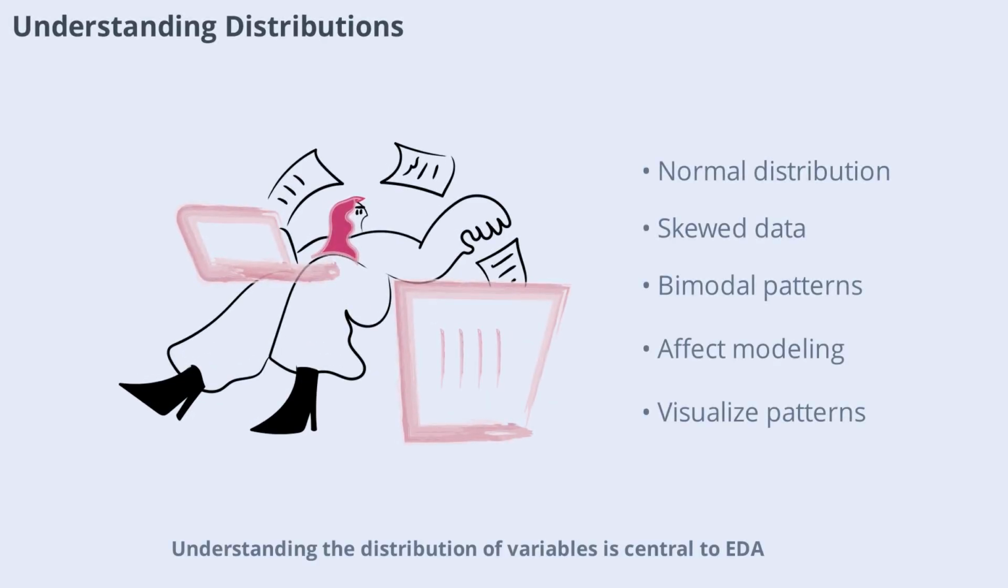Understanding the distribution of variables is central to EDA. We look for normal, skewed, or bimodal distributions which affect modeling choices. Visual tools like histograms and box plots make it easy to see these patterns and decide on next steps.